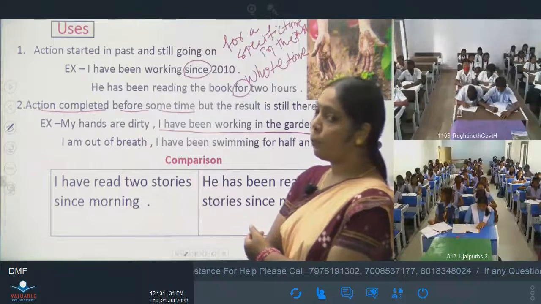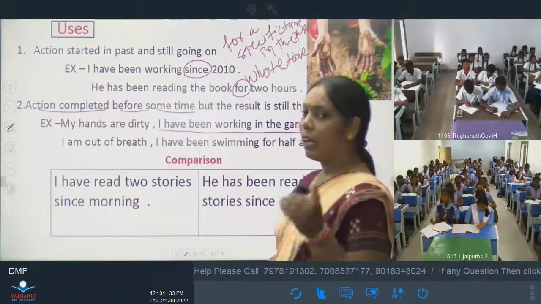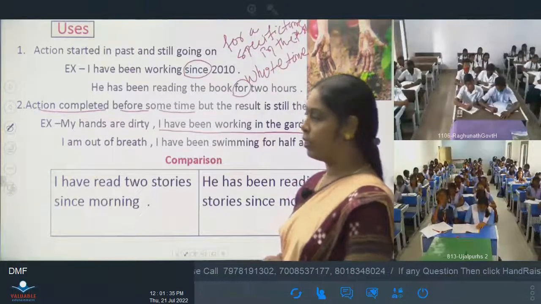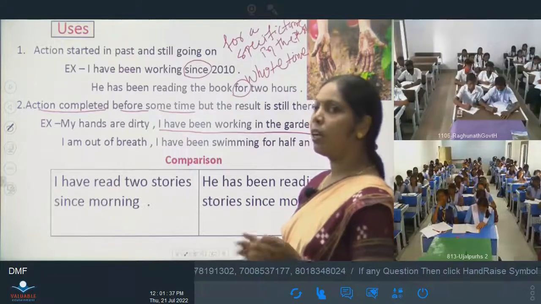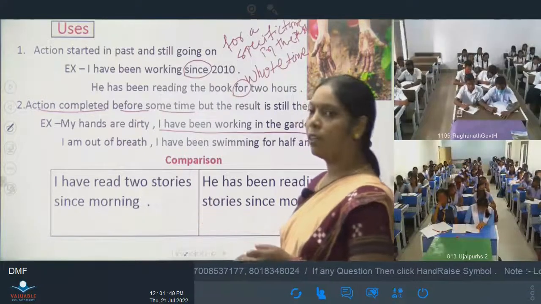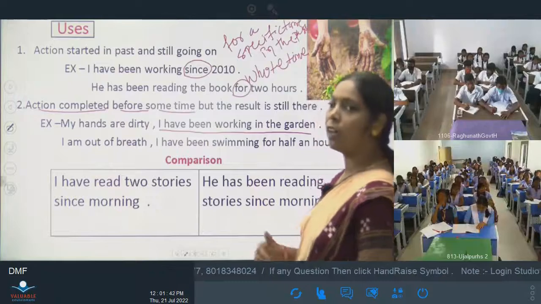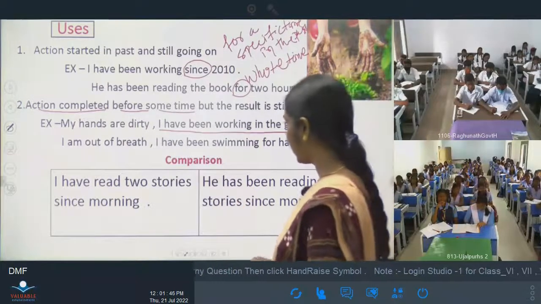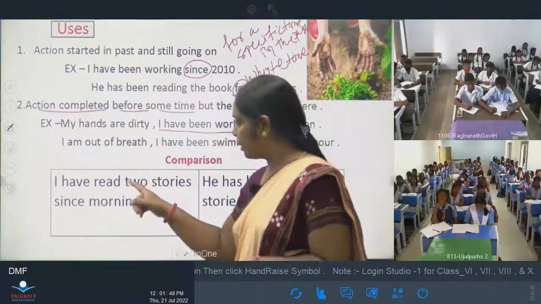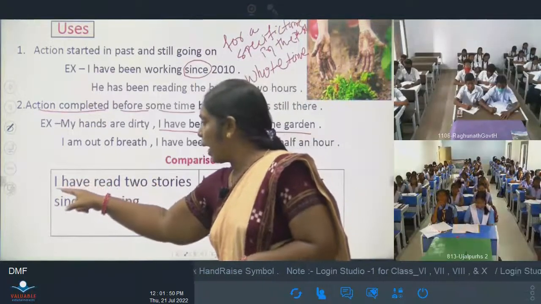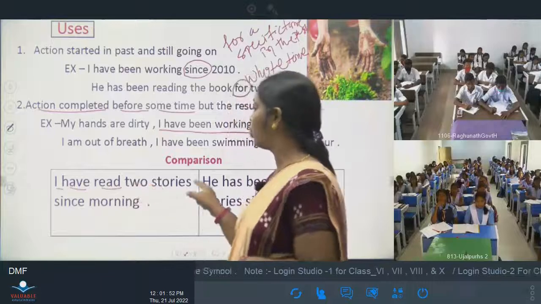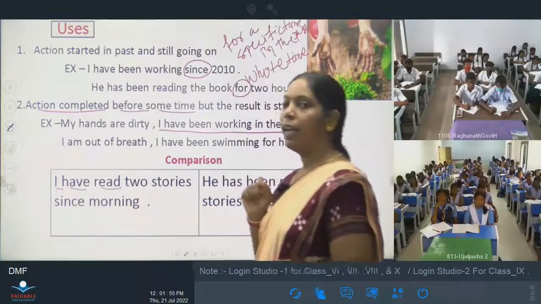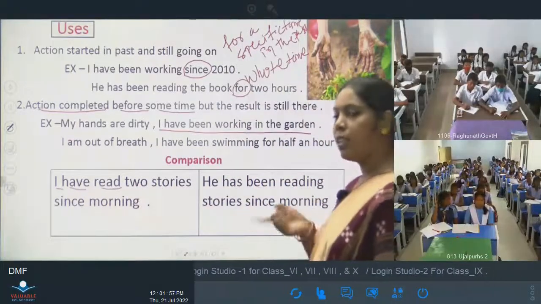Now we will compare the present perfect tense and present perfect progressive tense. You will clearly know the difference. You will distinguish the difference between these two. Here you see the example. I have read 2 stories since morning.